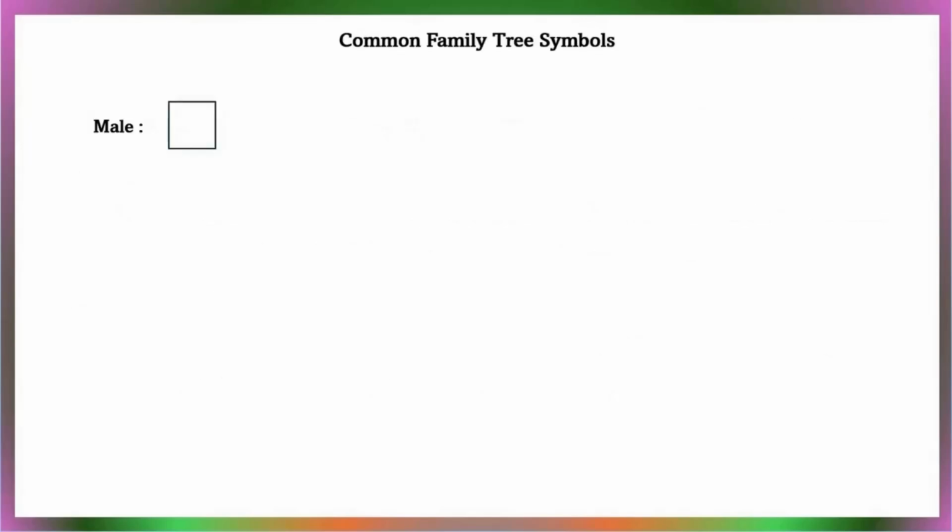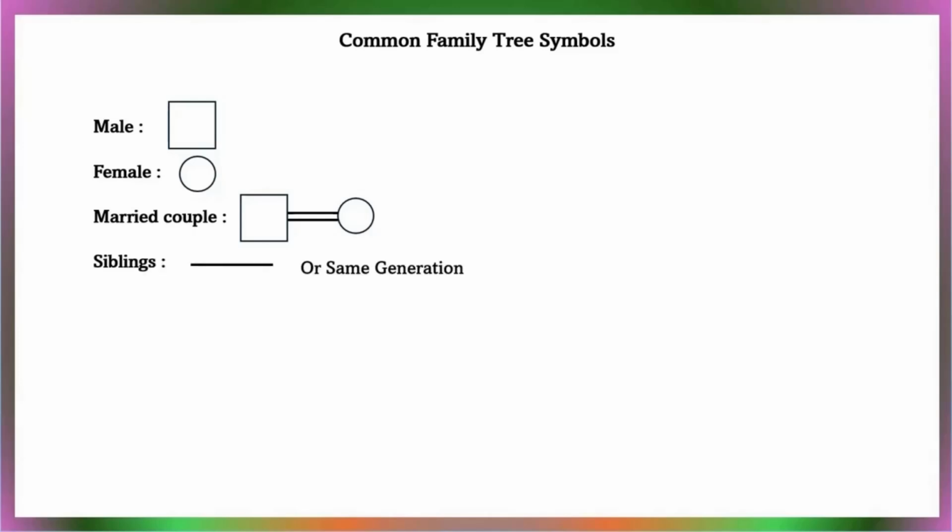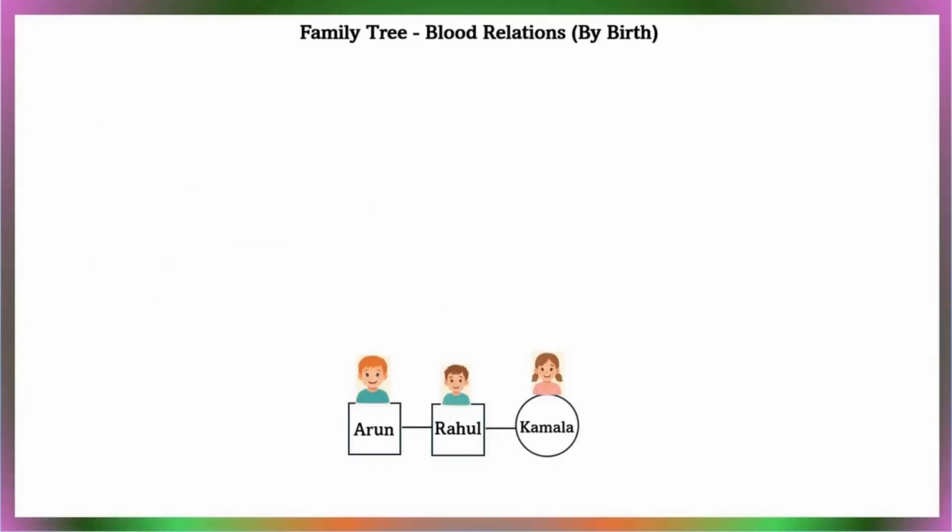Common family tree symbols. Male: square box. Female: circle. Married couple: square box and circle joined together by a double horizontal line. Siblings are connected by a single horizontal line. Parents, children, or generation change is connected by a single vertical line. With the help of these symbols, we will turn the given problem into a diagrammatic representation, making it easier to understand and solve. Let's understand some basic blood relations that are formed by birth.